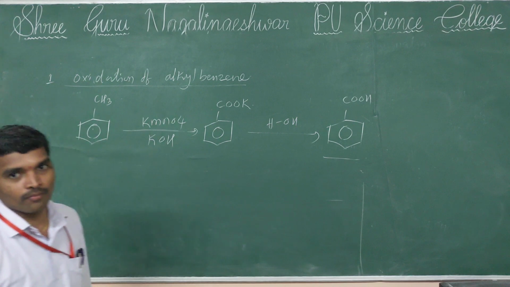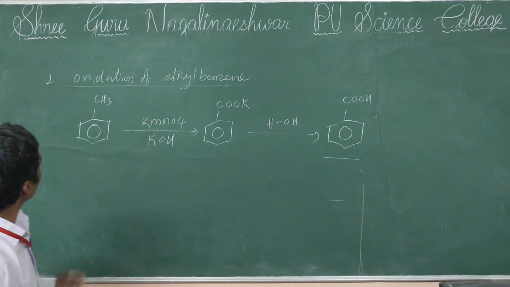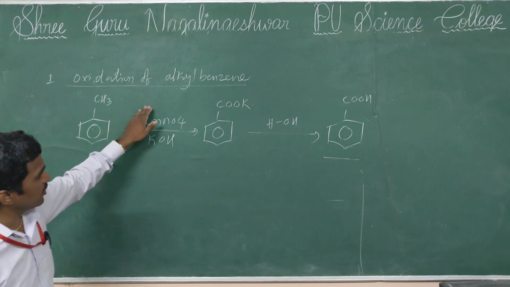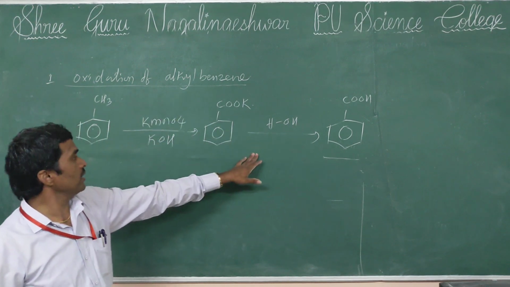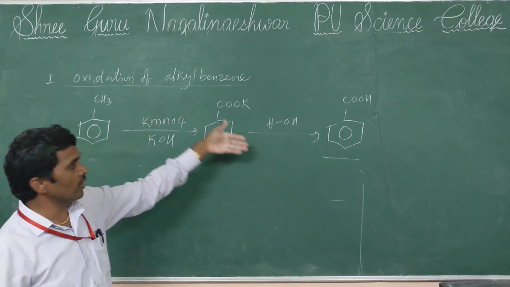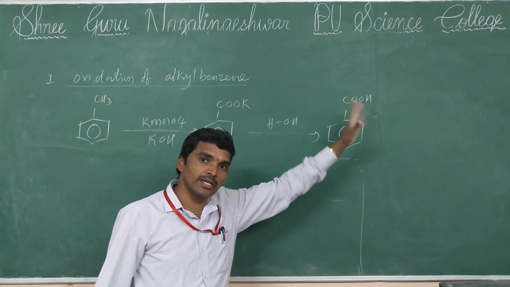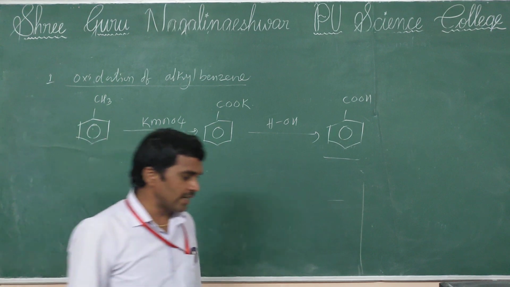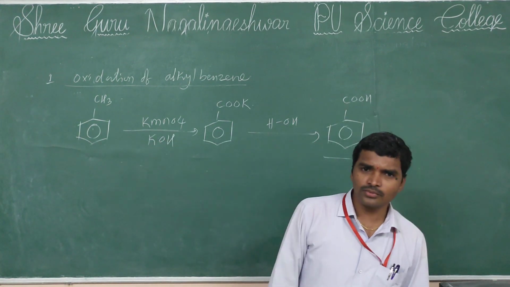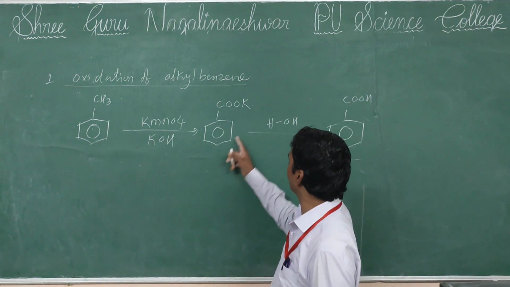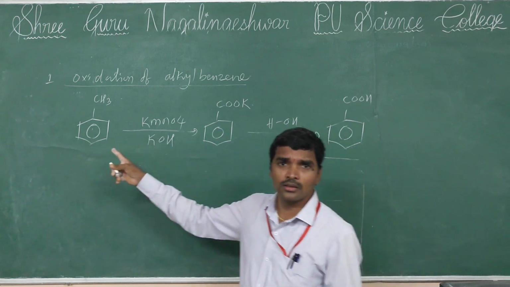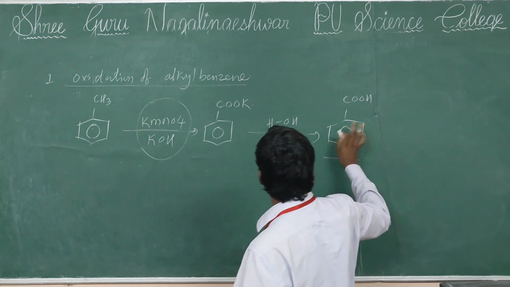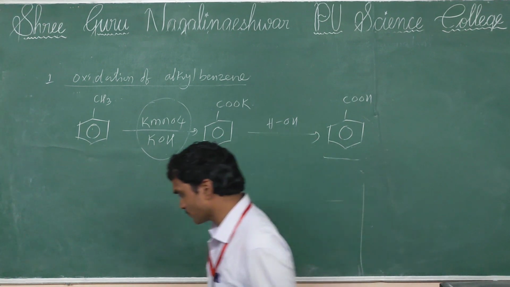Benzoic acid. Sometimes they will mention this reaction only: toluene reacting with KMnO4 in the presence of KOH and water, and you directly say the answer is benzoic acid. Here I will give a wonderful technique. Remember this technique: with this reagent, you directly get a single answer, benzoic acid only.